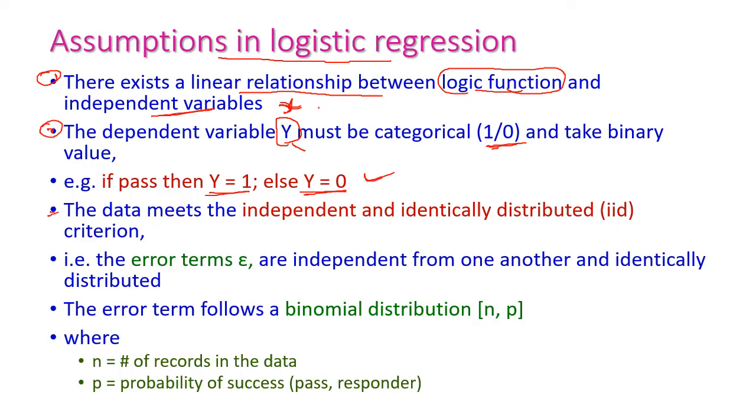The third one is that the data meets the independent and identically distributed criterion. That means the error terms are independent and identically distributed. There is no dependency in the errors in the data. And the error terms follow a binomial distribution (n, p). Here n is the number of records in the data, that is the training data set, and p is the probability of the success rate, that is pass or fail or responder.